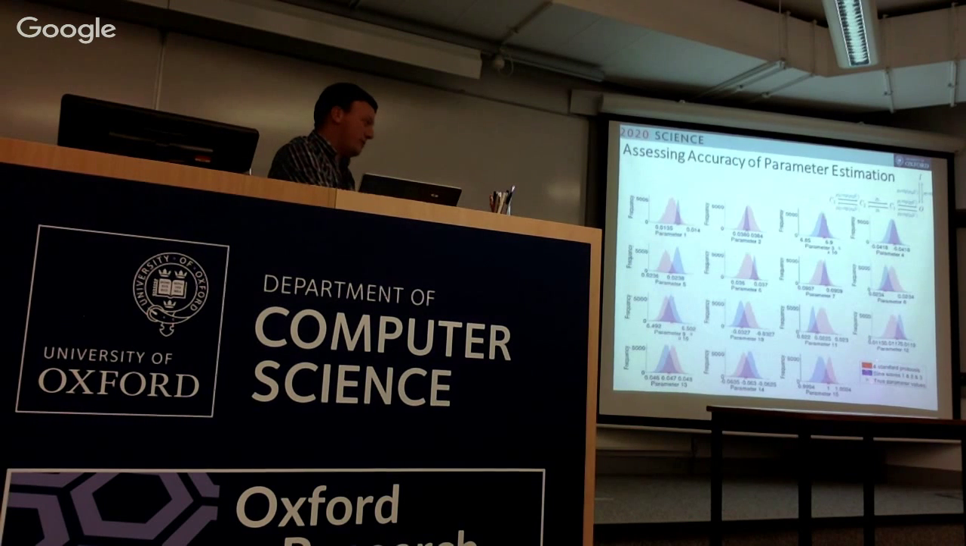And with the two different protocols, the red ones are from the traditional square wave protocols, which take half an hour or more, and you'd be lucky to get them all done in a single cell. And the blue ones are from sine wave based protocols, which you can do in a couple of minutes. This is a simulated exercise.